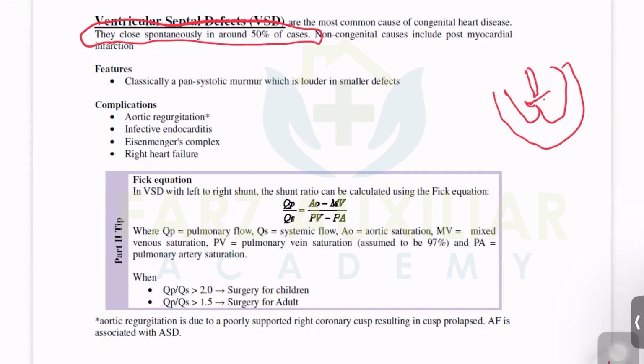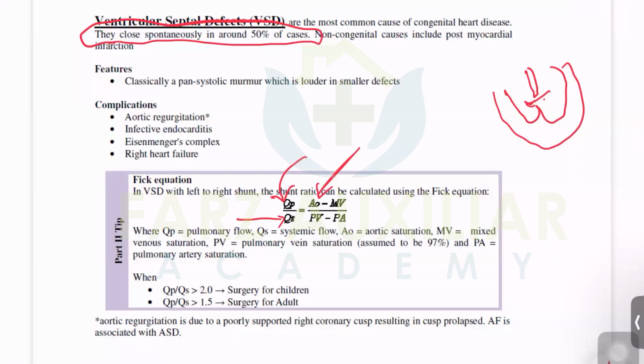There is a Fick equation. Now, this is a point for the MRCP Part 2 examination, in which typical questions are asked. In a VSD with a left to right shunt, the shunt ratio can be calculated by using the Fick equation. That is Qp by Qs, which is basically aorta minus MV divided by PV minus PA, where Qp is pulmonary flow, Qs is systemic flow.